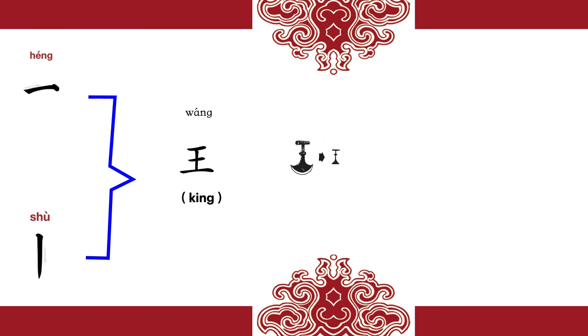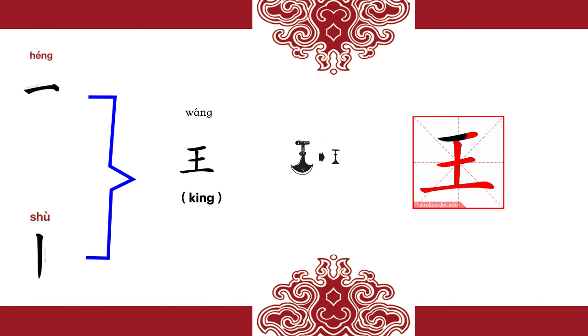Okay, now let's look at another character that contains heng and shu. Pronounced as Wang. Wang. So Wang has a similar shape as Gong but has one more heng in the middle, which represents an ox handle. So in ancient China, people used ox to fight. Therefore, an ox with a handle represents power, authority. Cool, right?